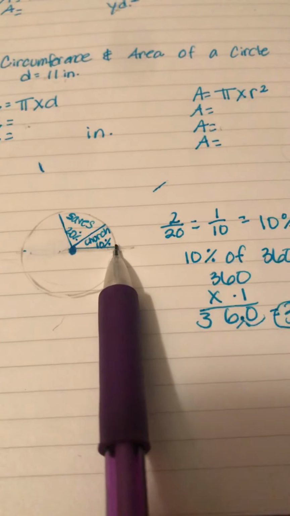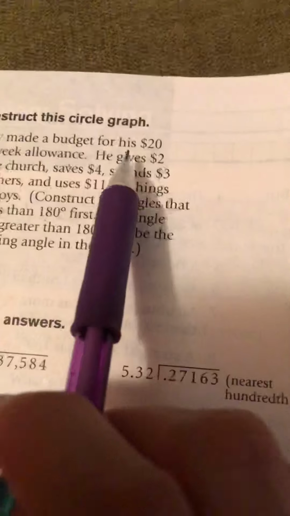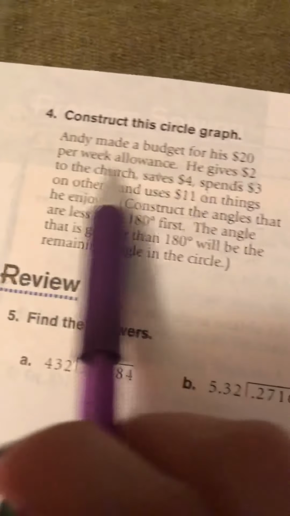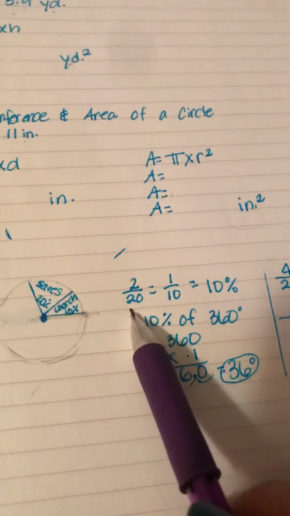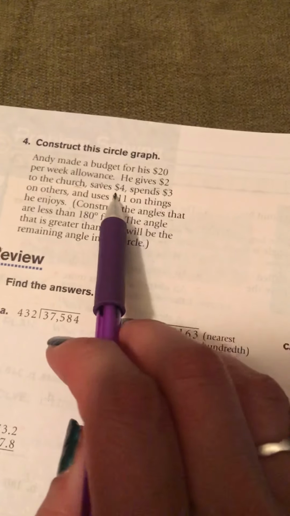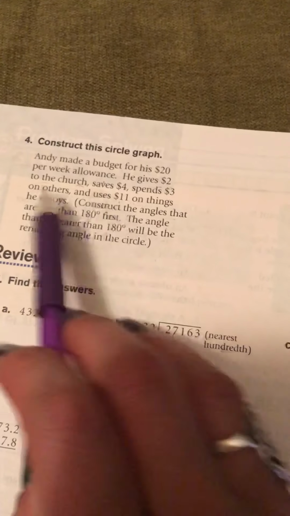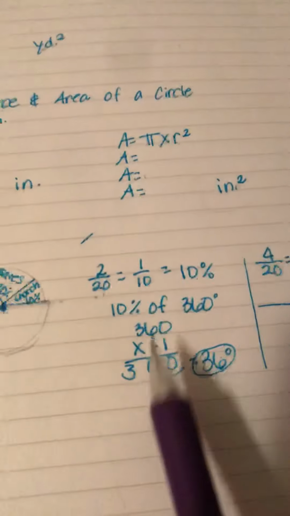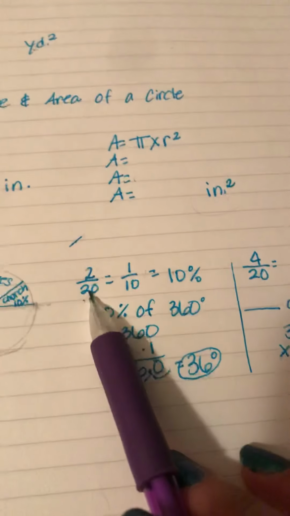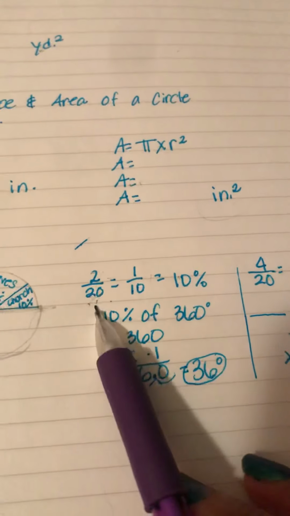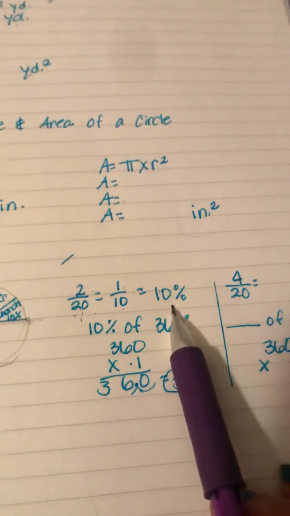Then they're asking for $2, I believe. So the first one, it says he gives $2 to the church, right? So then you're going to go into your problem here, and you're going to write 2 over 20, because again, you're going to add up 2 plus 4 plus 3 plus 11. Okay, if it adds it up, it should come up to 20, right? So when you do that, you're going to reduce it. If you reduce 2 over 20 is 1/10. 1/10, of course, is 10%.